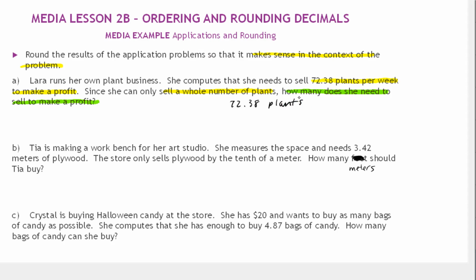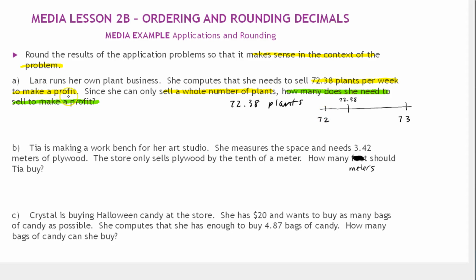But we also know that she can only sell a whole number of plants. So 72.38 lies between 72 and 73. Those are the two whole numbers it lies between. And 72.38, that's an approximation, but it may be around there. Now, we learned in the last videos our convention of rounding is, for a number like this, we would round down because it's closer to 72. But this doesn't make sense in the context of the problem, okay?